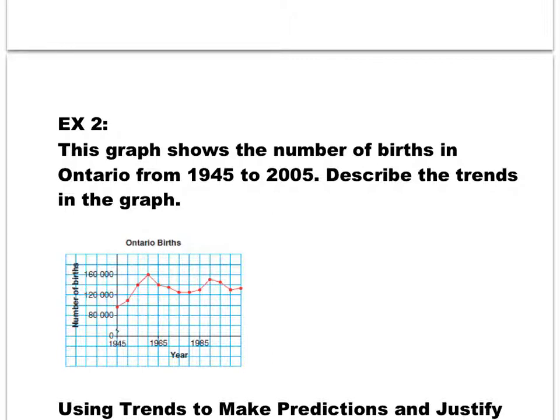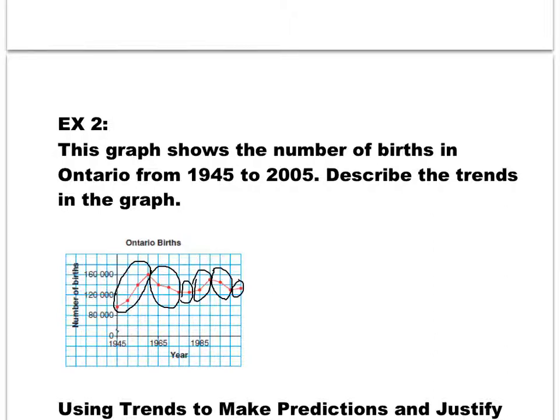In the next example, we have a graph of the number of births and the year in Ontario. You're supposed to describe the trends in this graph. Now, as you can see from the graph, one part of the graph is here where the number of births increases. Then from this point to about this point, the number of births is decreasing. Then from here to here, the number of births is almost constant. From here to here, the births increase, then decrease from these two extreme points, and then start increasing gradually.